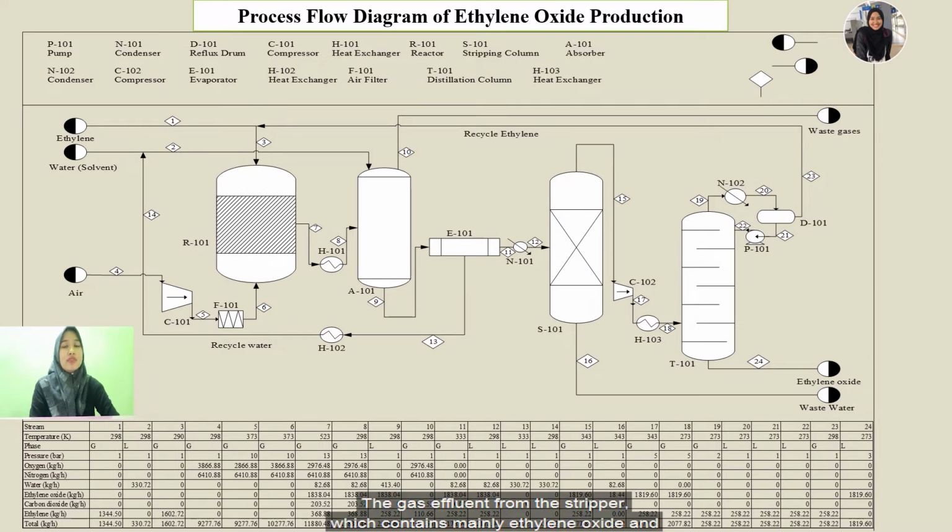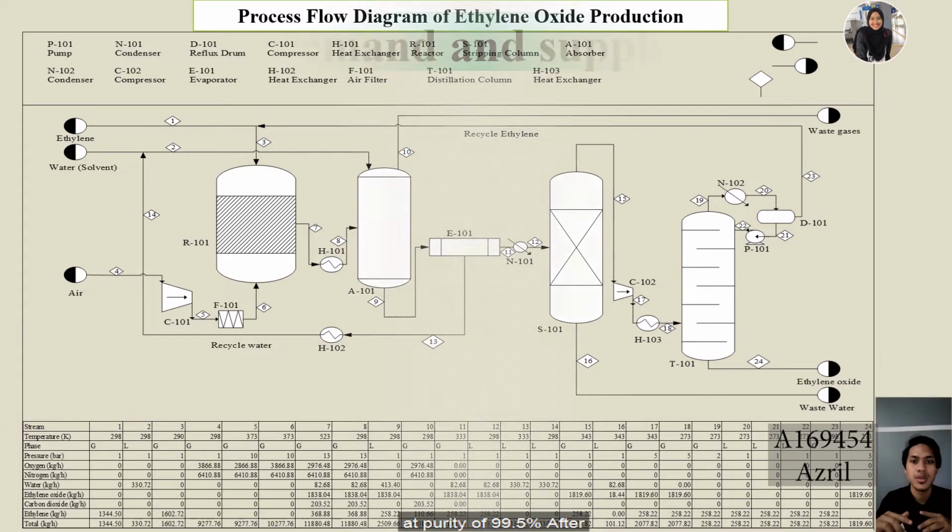The gas effluent from the stripper, which contains mainly ethylene oxide and a small amount of unreacted ethylene, is separated entirely in the distillation column. During the process, the unreacted ethylene is recycled back to the reactor, and the primary product, ethylene oxide, at the final stream is kept at a purity of 99.5%.